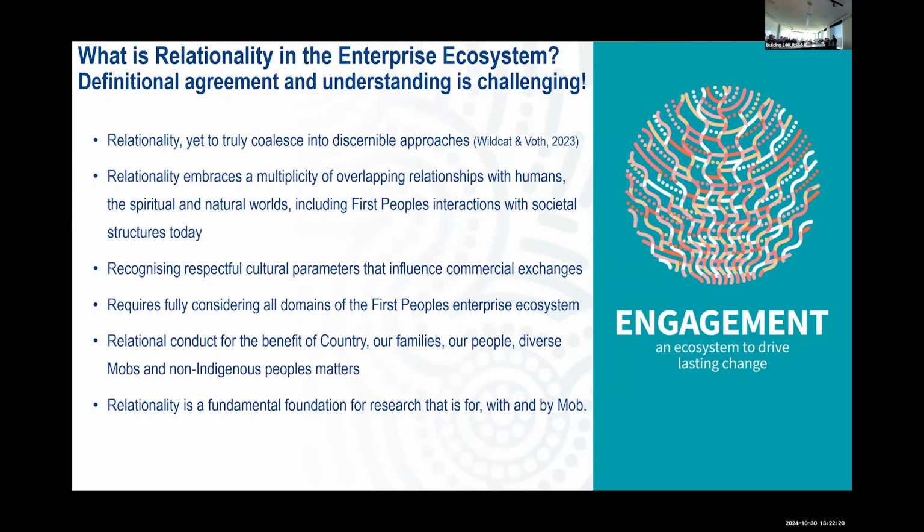And our objective, both the founders but also Dennis and myself as First People academics, is that we're looking for communality, for the benefit of the many. That's one of the key things that we're trying to achieve. And this concept of relationality takes time, but it's fundamental for the foundation of high quality research that is for, with, and by mob.